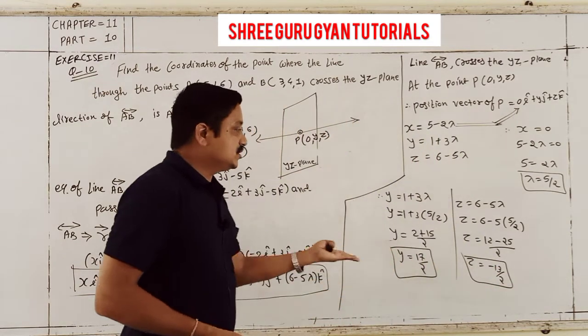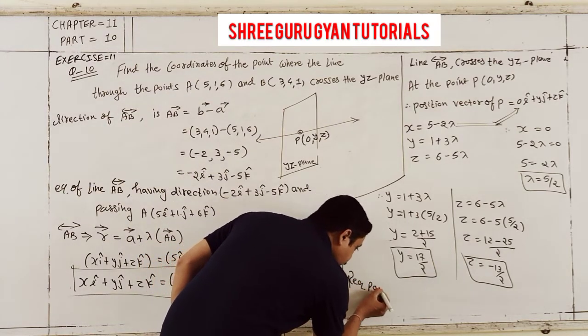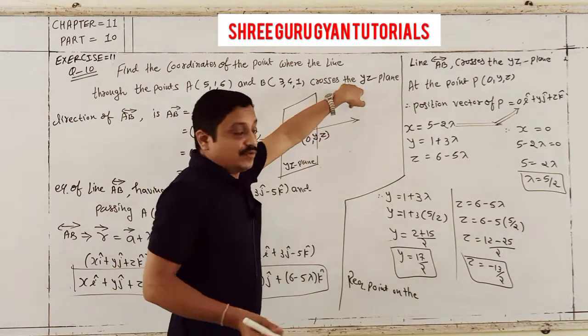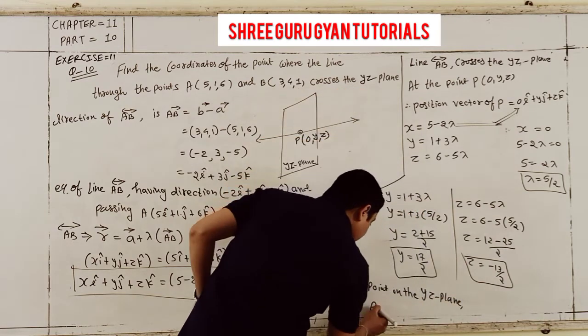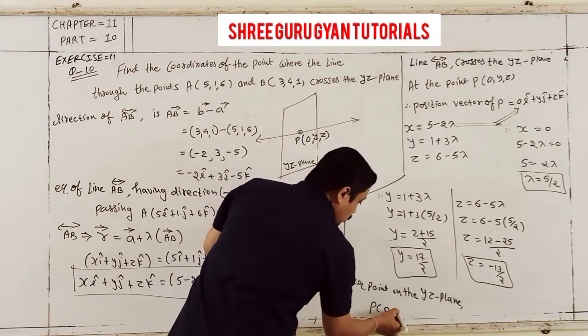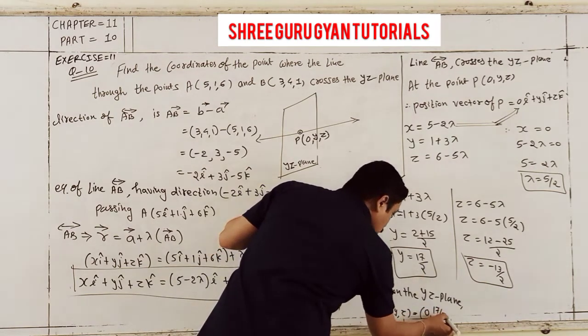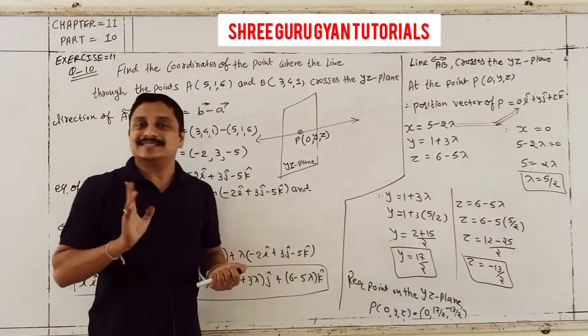And all values we just put one by one. So the required point is on which plane? Yes, on the yz plane. Point P, you know that on the yz plane is 0, y, z, it is 0, 17 by 2 and minus 13 by 2. That's your answer, it is correct.